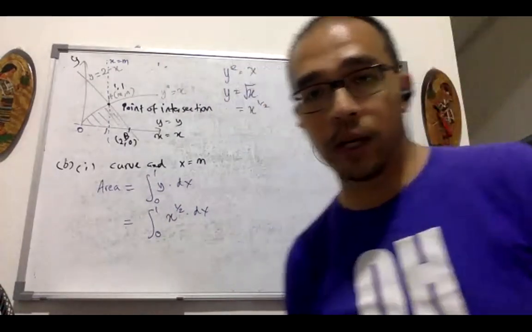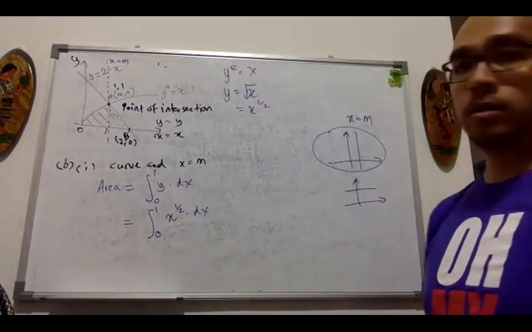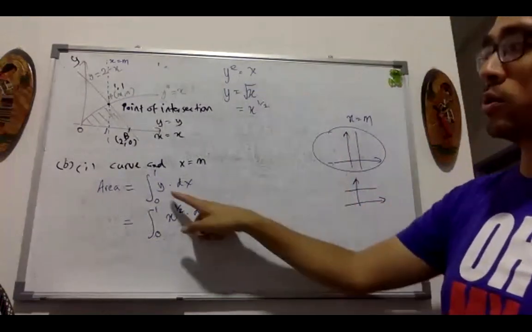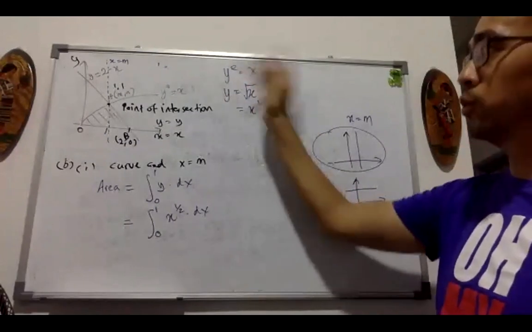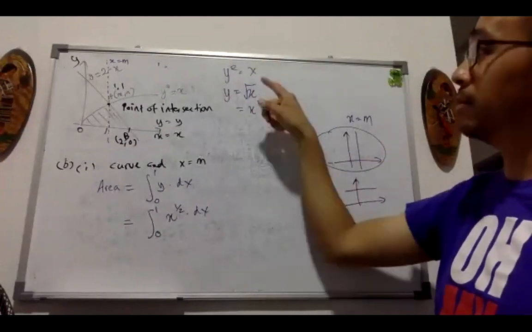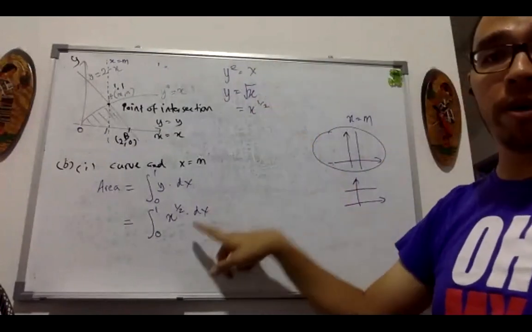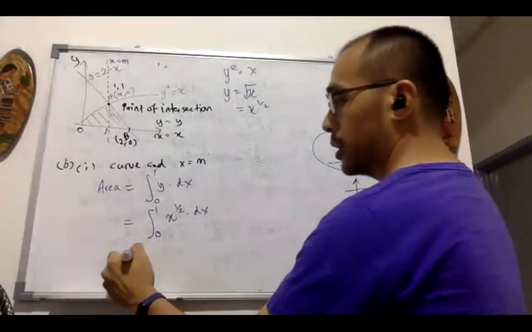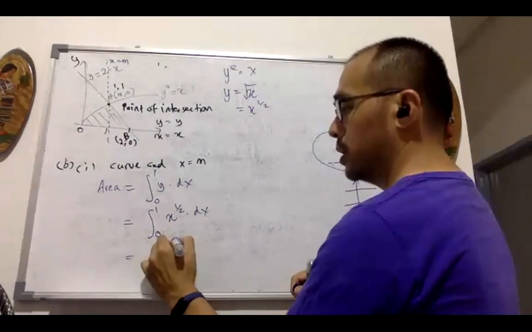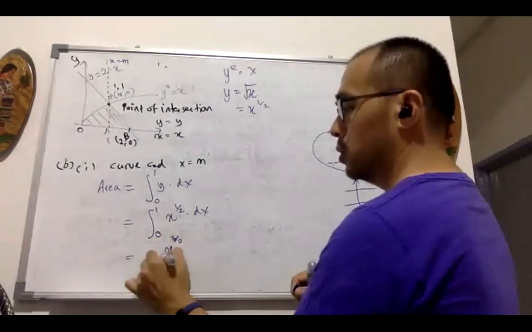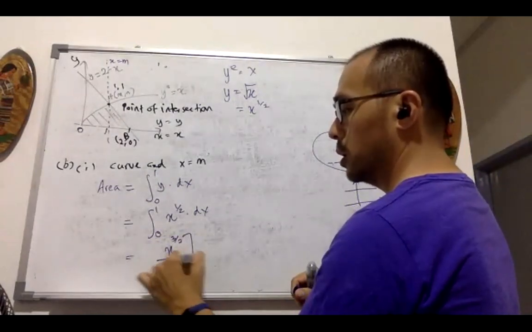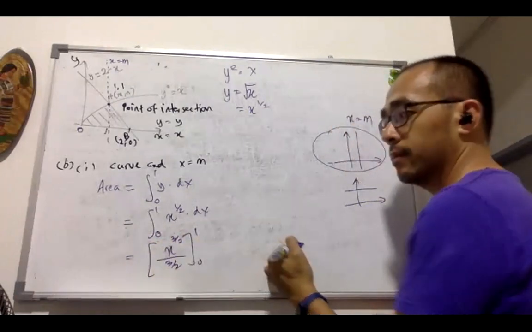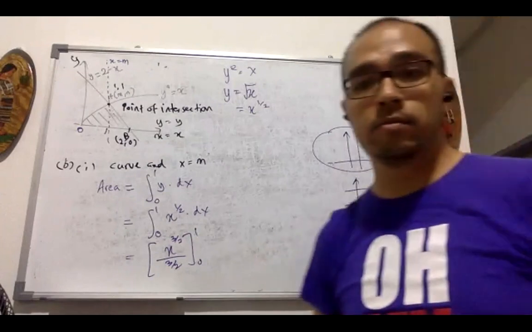So up to B1 only, okay. Does it make sense? If I have y squared equals x and I want to integrate y, I need to move the square over to become a square root, x to the power of half. And this is a simple integration. When you integrate this, you get x to the power of 3 over 2, over 3 over 2, from 0 to 1. Then you can do the rest.